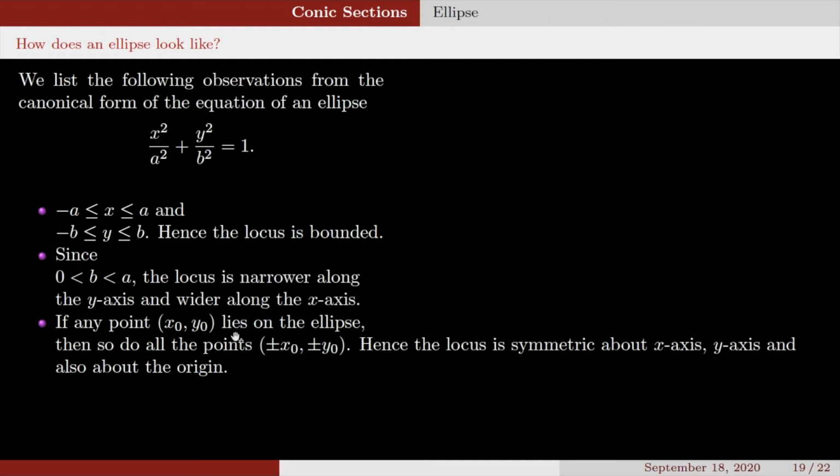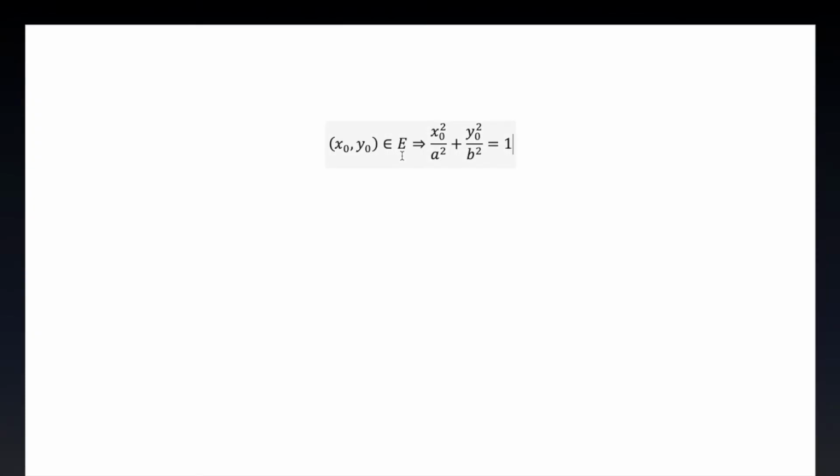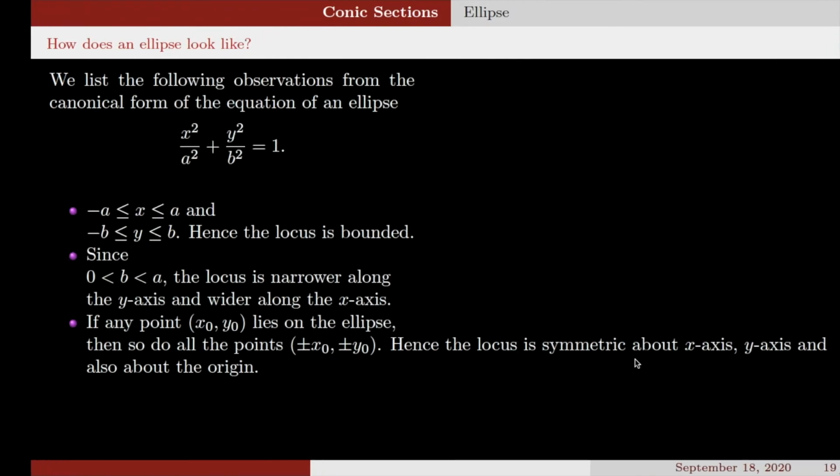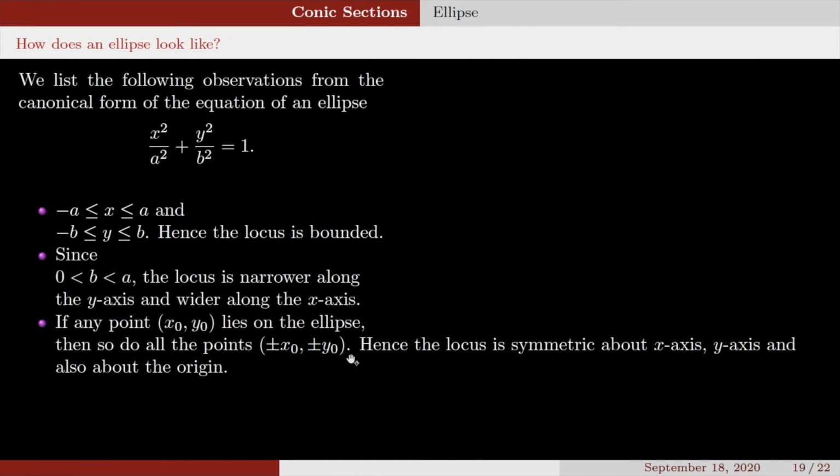If any point x0, y0 lies on the ellipse, then so do all the points plus minus x0 and plus minus y0. If x0, y0 is in the ellipse E, this implies that the point with x coordinate x0 and y coordinate y0 will satisfy this equation. The equation of the ellipse is x square by a square plus y square by b square equal to 1. If this one is true, then this is true. Any combination of plus minus x0 and plus minus y0 belongs to the ellipse. So the locus is symmetric about the x-axis, the y-axis, and also about the origin.